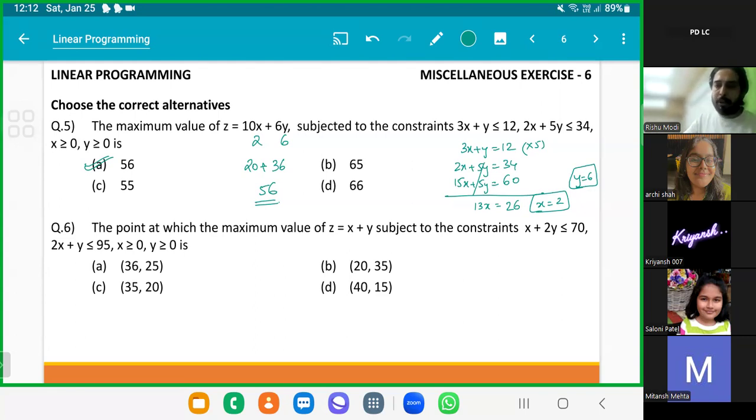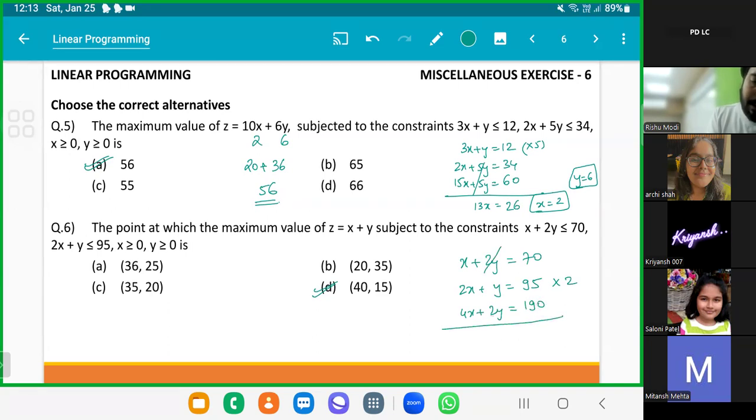Preet says option D. Yes, option D. So tell me what are the values? 40 and 15 after solving the simultaneous part. Right, x plus 2y equal to 70, and this was 2x plus y equal to 95. Right, so we multiply one of the equations by 2, so that will become 4x plus 2y equal to 190.